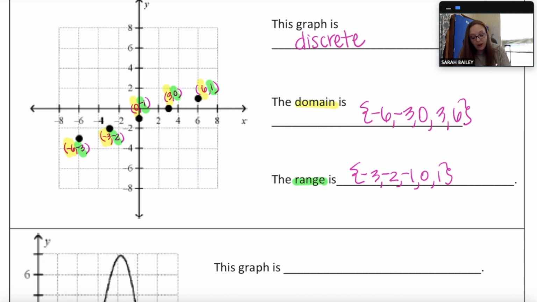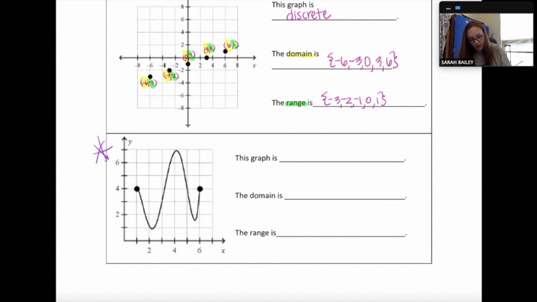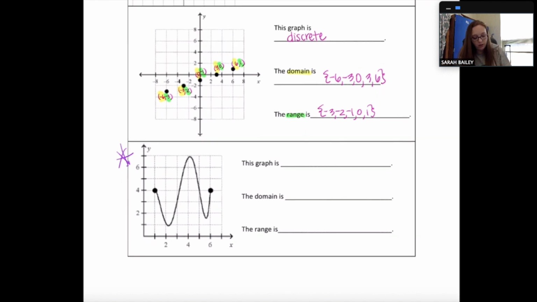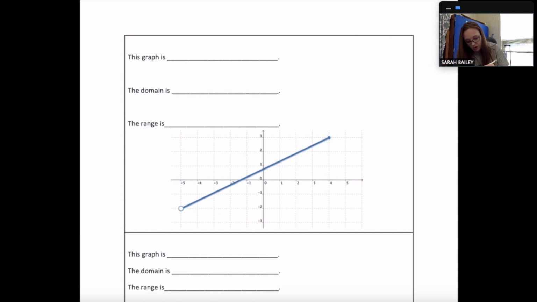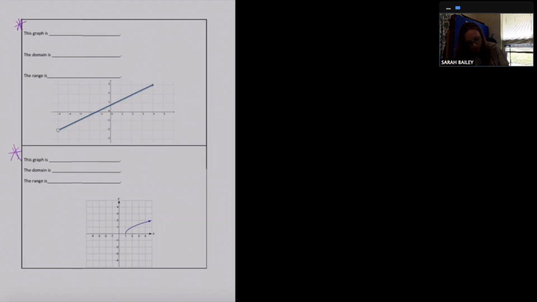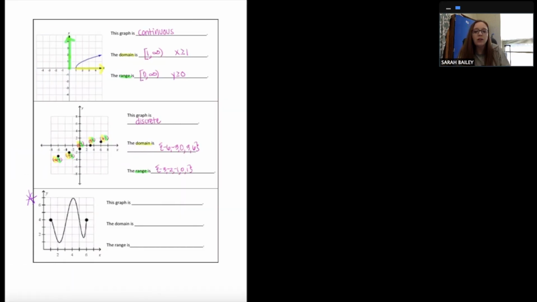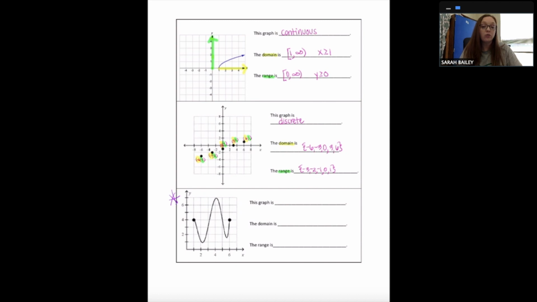Okay, so now I'm going to give you an opportunity. So I want you to complete, they're not numbered, so you're going to complete this problem, this one, and that's it. All right, so you're going to complete this worksheet, complete the last 3 problems, and then come back and we'll check.